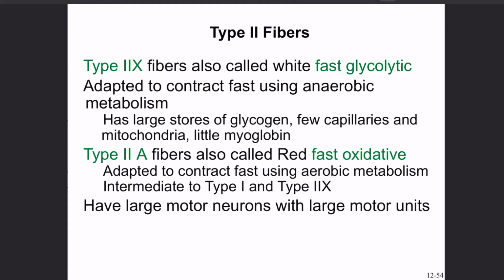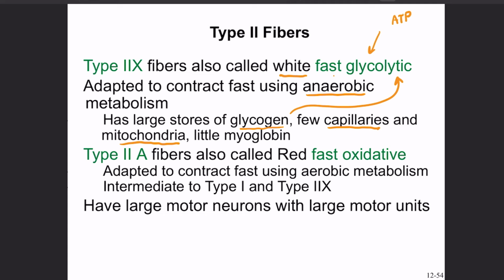Type 2 fibers, let's talk about the type 2X ones first. These are called white, and they are called fast glycolytic fibers, and that's because they use anaerobic metabolism where you only get ATP from glycolysis. Because they do not use oxygen, they have less need for blood, and so their fibers actually look white. They have fewer capillaries and they have fewer mitochondria because they don't use aerobic respiration as much. They do have large stores of glycogen because they do use glycolysis, but again, little myoglobin.